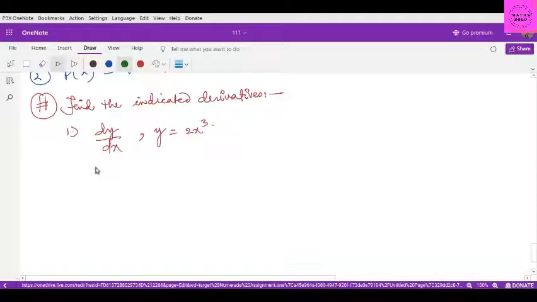So the solution is given as d upon dx of 2x to the power 3, which is equal to 2 into 3x square, or it is 6x square.